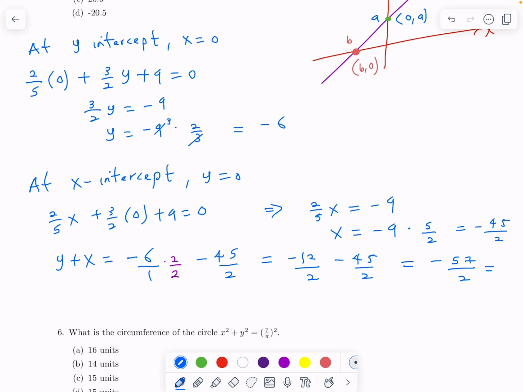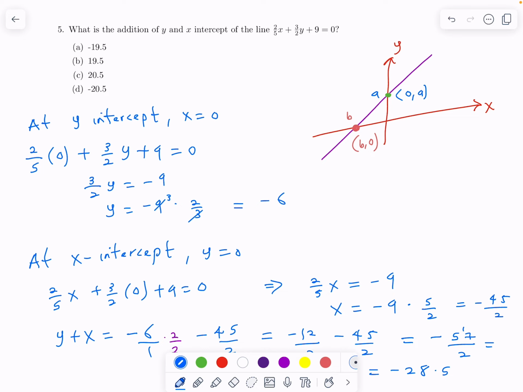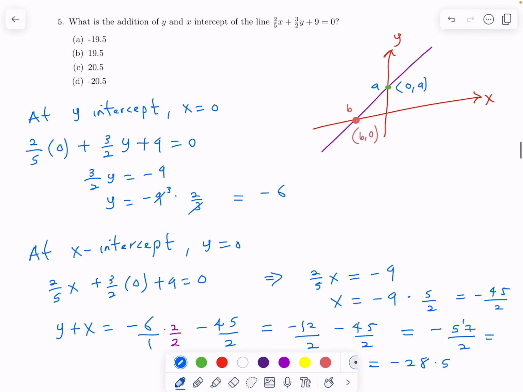So 57 divided by 2 is 28 remainder 1. So this is going to be negative 28.5. So let's see. Oh, that solution is not in the options. Probably there's a mistake somewhere, but I'm pretty sure our working is correct.